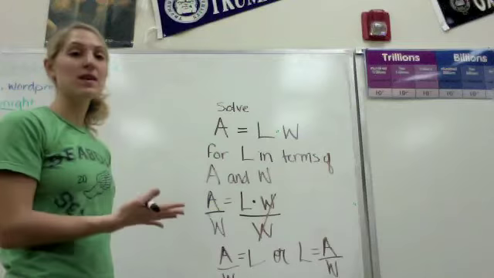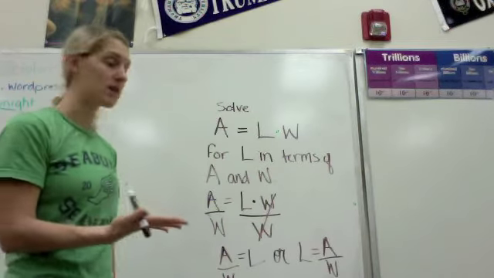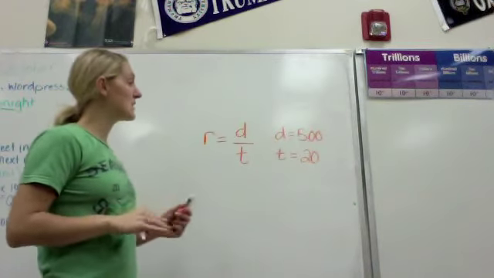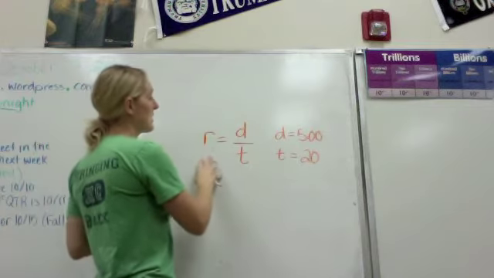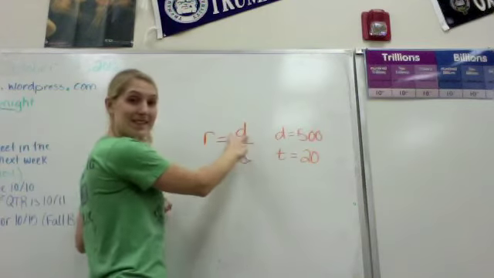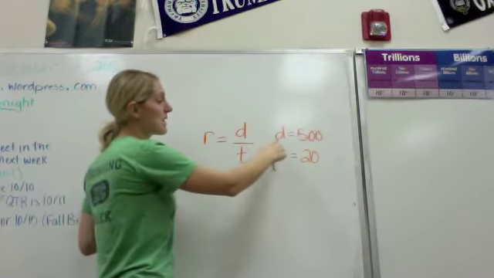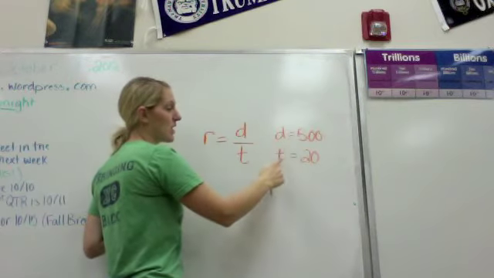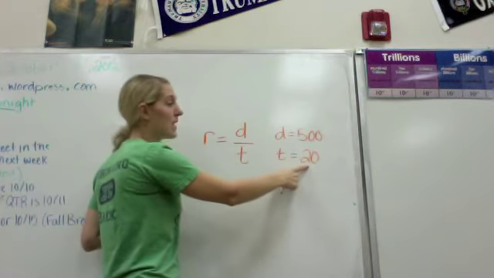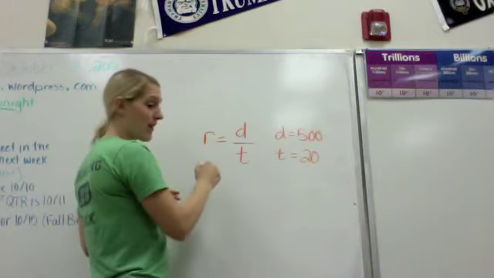Now, at this point, then you can start to make substitutions into the equation. We're going to do one more example in this section. Suppose they give me an equation, rate equals distance divided by time. And they tell me that the distance is 500 and the time is 20. And they want me to solve to find the rate.